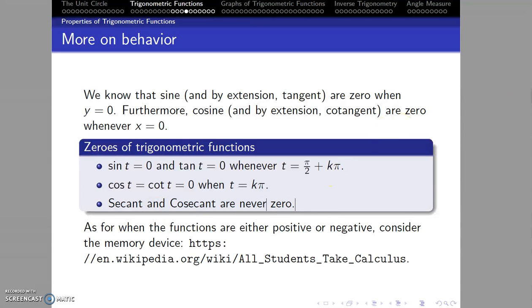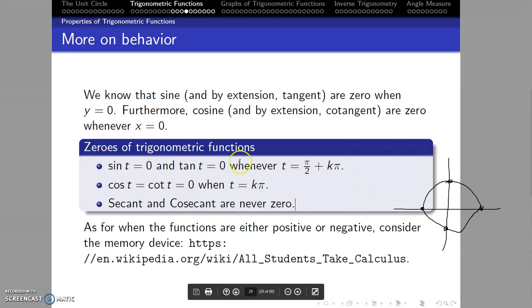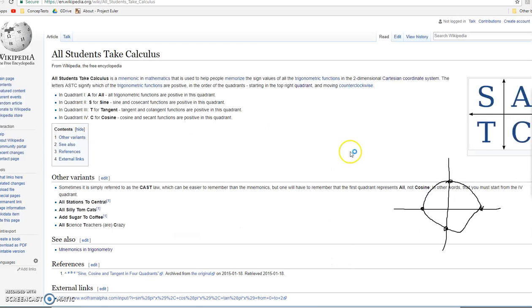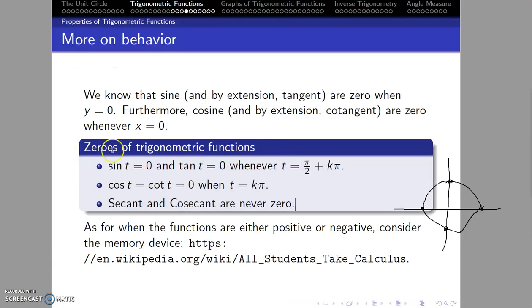And so all that's left is remembering when is sine positive, when is cosine positive, when is tangent positive. And some of you might know this memory device: All Students Take Calculus, or everything's positive here, sine's positive here, tangent's positive here, cosine's positive here. But no, there's enough things in life to memorize. That does not need to be one.